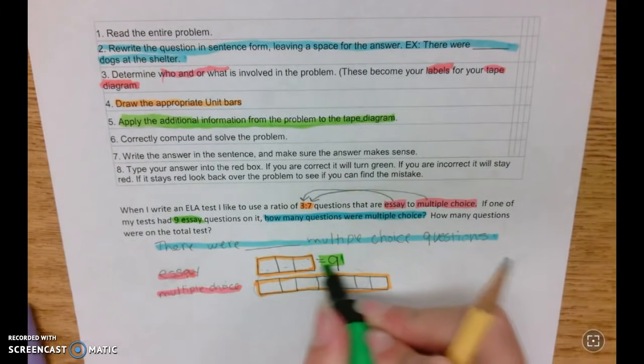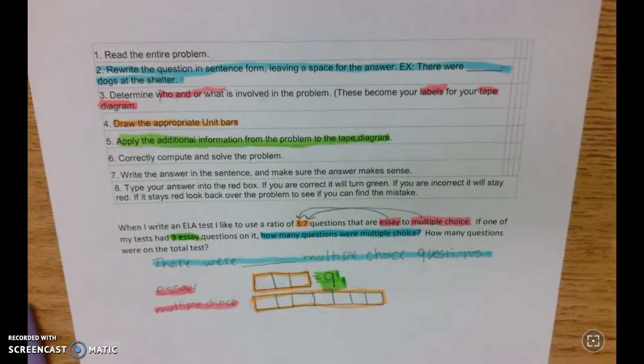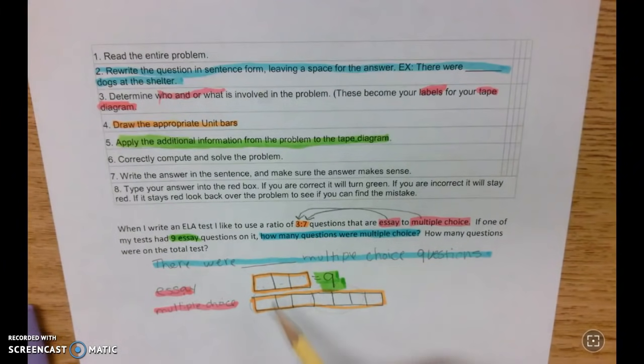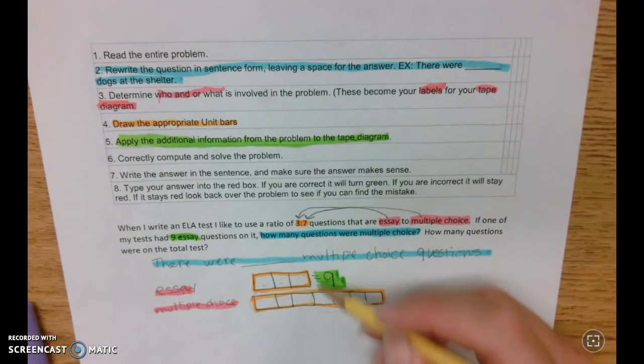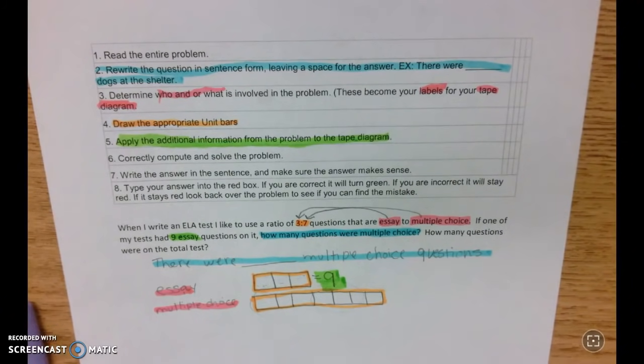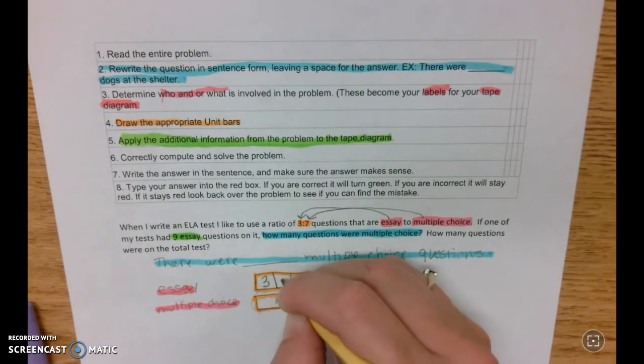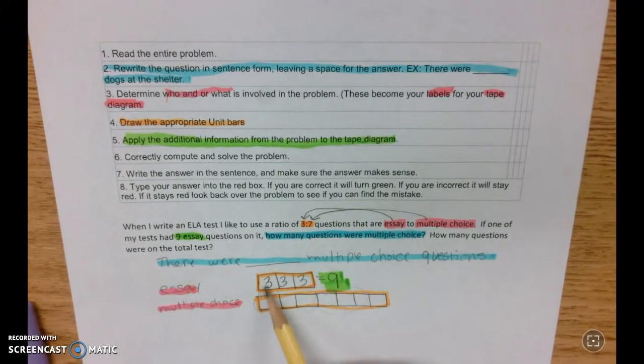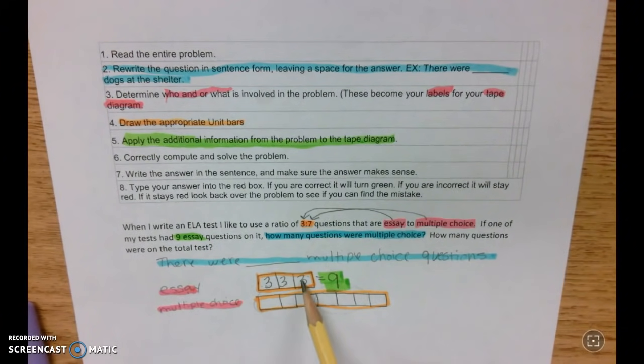And now I'm ready to do the work. So if this equals 9, that tells me that these 3 boxes together have to equal 9. Since they're all equal, that tells me I need to divide 9 equally between the 3 boxes. 9 divided by 3 is 3. So if I have 3 in here, that's 3, 6, 9. That tells me that I am correct.